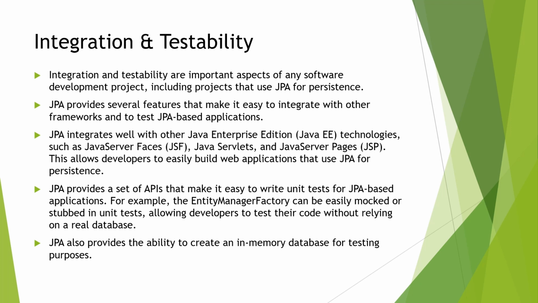JPA provides a set of APIs that make it easy to write unit tests for JPA-based applications. For example, the entity manager factory can be easily mocked or stubbed in unit tests, allowing developers to test their code without relying on a real database. JPA also provides the ability to create an in-memory database for testing purposes.